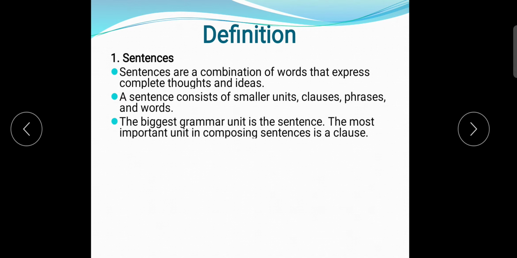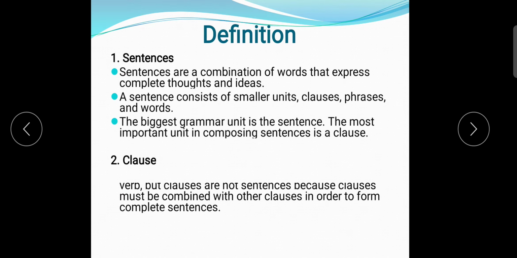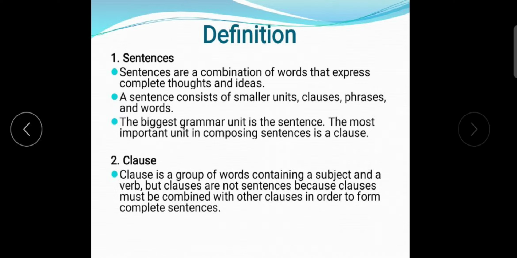First, we have to understand sentences and clauses. Sentences are a combination of words that express complete thoughts and ideas. A sentence consists of smaller units: clauses, phrases, and words. The biggest grammar unit is the sentence. The most important unit in composing sentences is a clause.